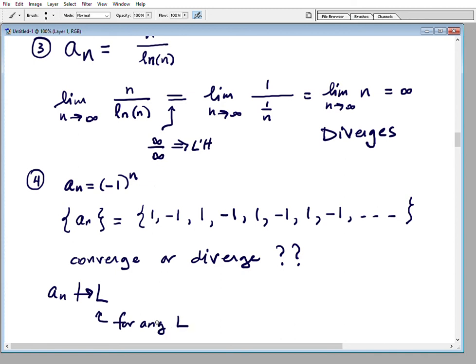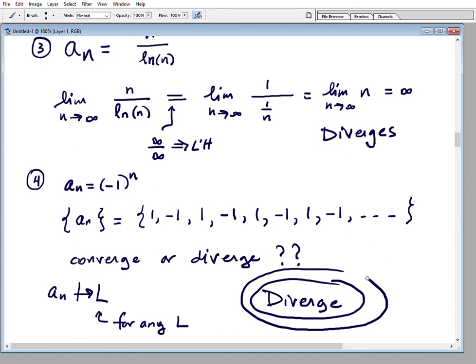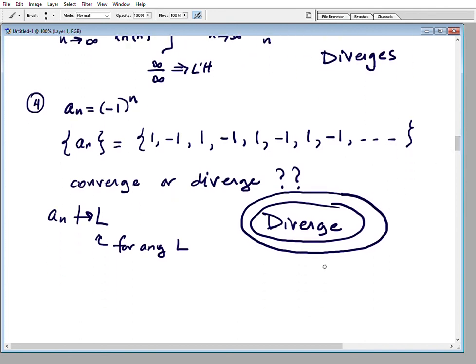It's not zeroing in on anything. So we would say this one does diverge. You understand that? Is that clear? Okay. So that's a nice example that's different. The limit isn't infinity. Usually when it diverges, it'll be infinity.